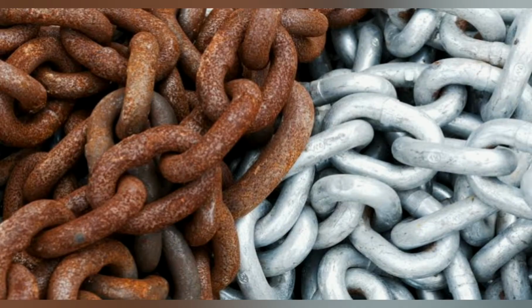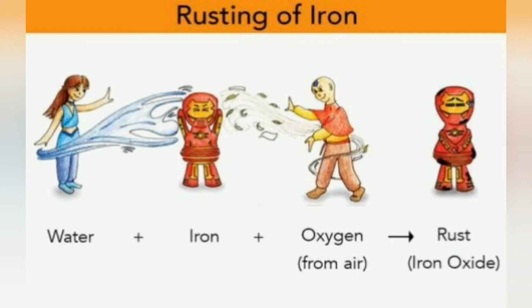Okay, now we know that rusting is a chemical change because the change is irreversible and permanent. We cannot get back the iron from the iron oxide, that is, from rust. Now we understand that oxygen and water are the two essential conditions for rusting of iron. Iron objects kept in the absence of either oxygen or water or both can be prevented from rusting.